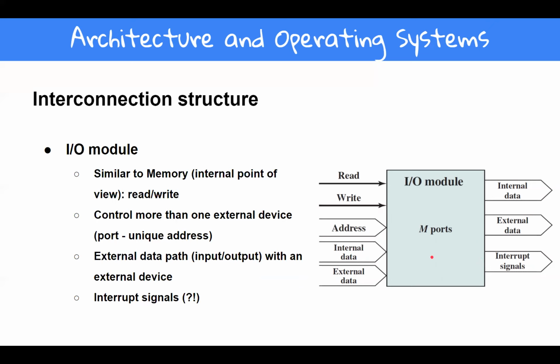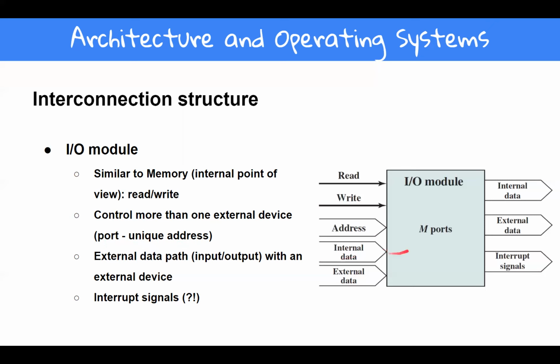If you want to send the file to the printer, use a different port in your machine, so it's addressable as an output device. Similar to memory, from an internal point of view, if you want to send, read or write data, to control more than one external device, we need to have unique port addresses.